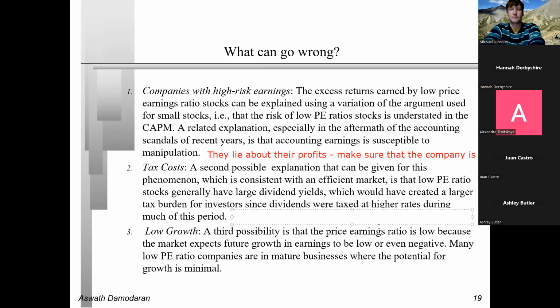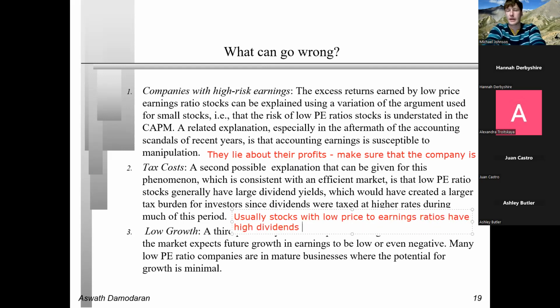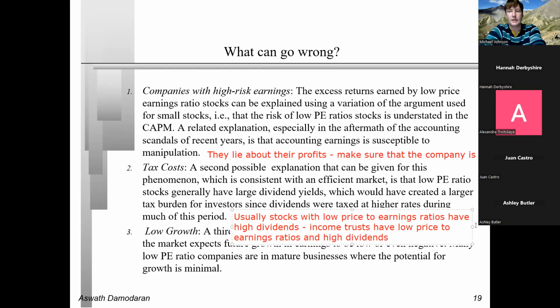So yeah, usually stocks with low price to earnings ratios have high dividends. Income trusts are like this. Income trusts have low price to earnings ratios and high dividends. So that could be a reason why there's a low price to earnings ratio. That could be the potential reason.